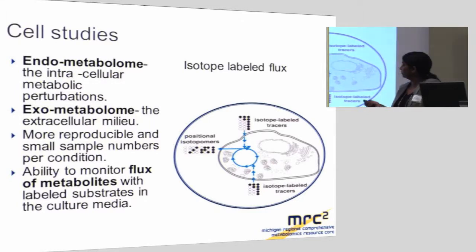We can also feed isotope labeled tracers into the cell culture media, which enter the cell, go through the different metabolic cycles that you're testing, and also test the positional isotopomers that are different according to the flux in the metabolic cycles of these cells. These are more reproducible model systems because you control everything in this case. You control what substrates you feed the cells, you control the temperature and everything. Therefore, very reproducible, small sample numbers are okay.